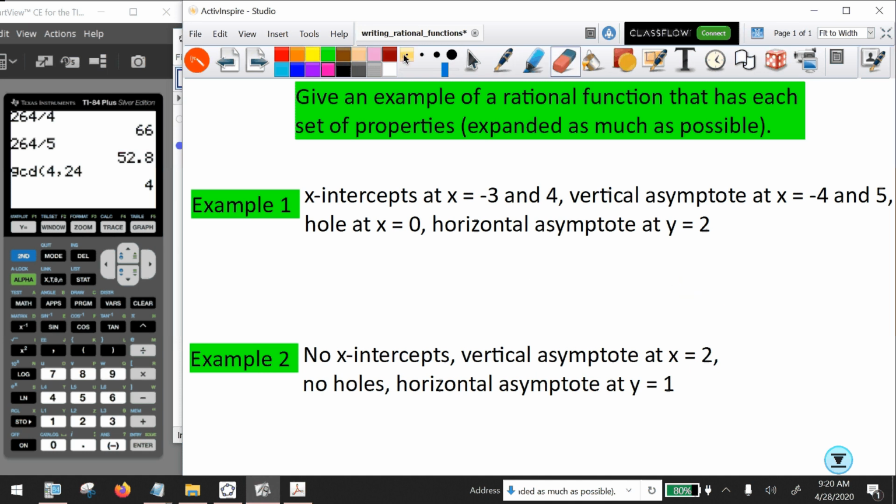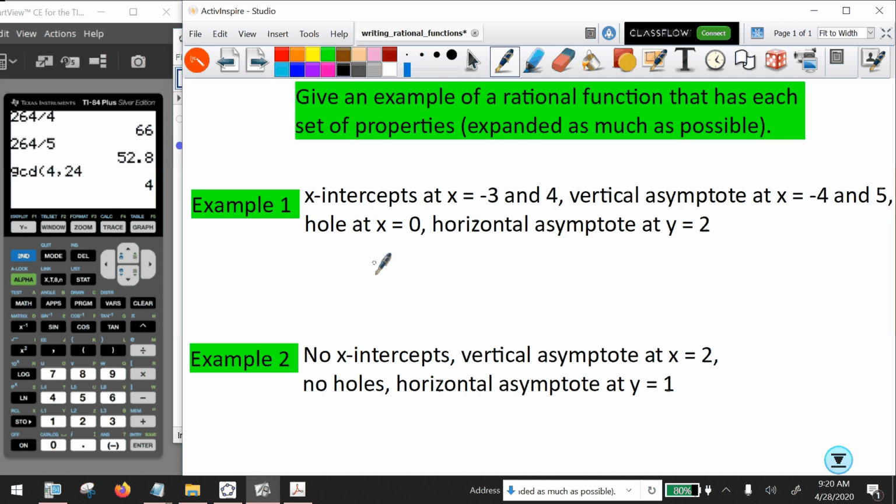So in our first example, we're asked to write a rational function that has x-intercepts at -3 and 4, vertical asymptotes at x equal to -4 and x equal to 5, a hole at x equal to 0, and a horizontal asymptote at y equal to 2. So we're going to start with our x-intercepts.